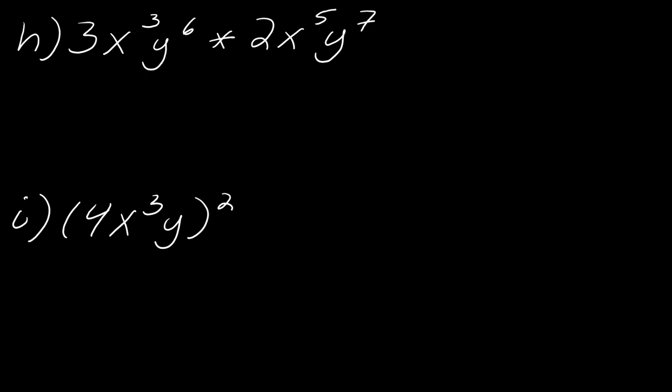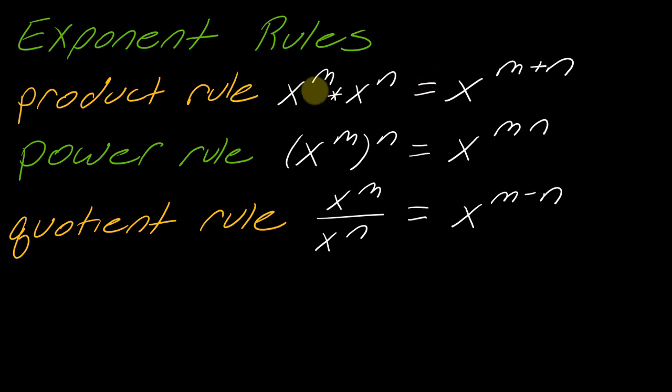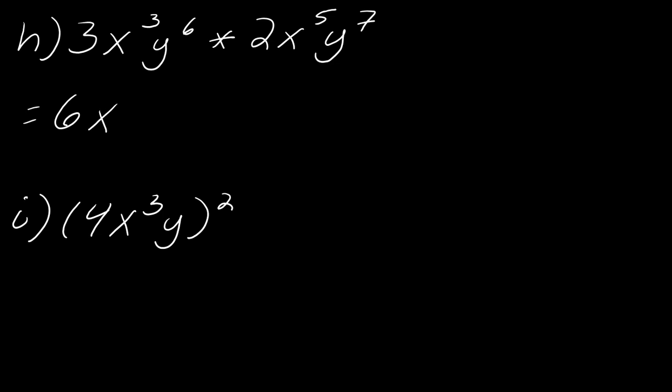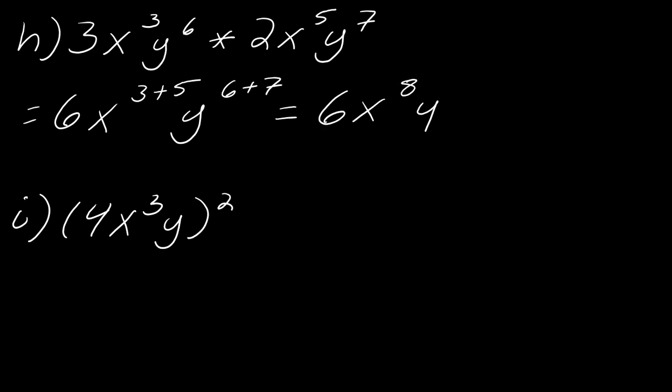Okay, so starting with h here. I notice that I have a 3 and a 2, and I'm multiplying everything together, so I can just take 3 times 2, so that's 6. And then I have my x's and I have my y's. And since everything's just being multiplied together, this is really just a slightly more complicated looking product rule, right? Because I'm just multiplying everything together. So what I'm going to do then is add the exponents: the 3 and the 5 and the 6 and the 7. So this is going to be 6x to the 8th and y to the 13th.